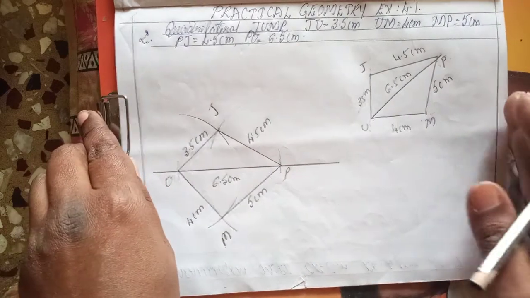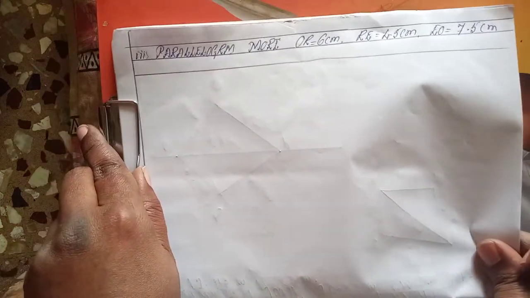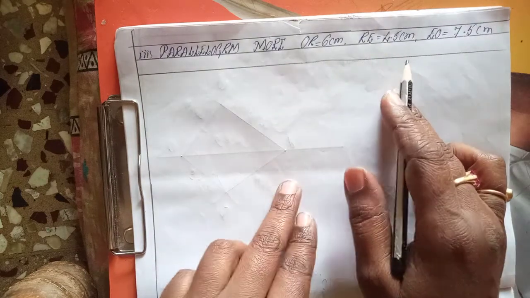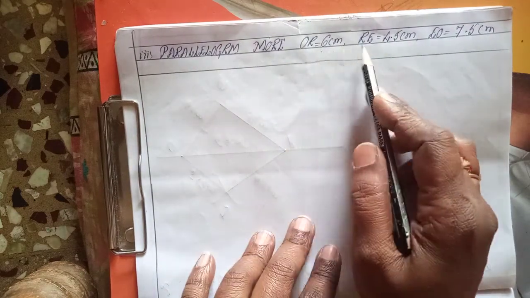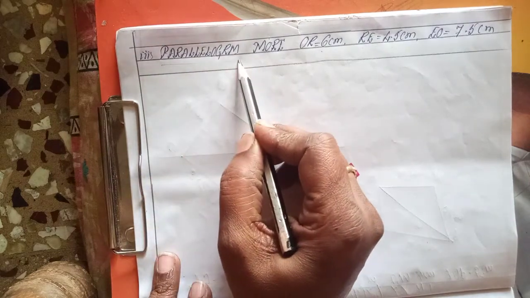Now next we are moving to the next problem, the third problem of your textbook. Here we have to construct the parallelogram. Parallelogram is nothing but a quadrilateral, that is MORE. OR is 6 centimeter, RE is 4.5 centimeter. Here only two line segments are given, but it is mentioned that it is a parallelogram. What is the property of the parallelogram, students? In a parallelogram, opposite sides are equal.